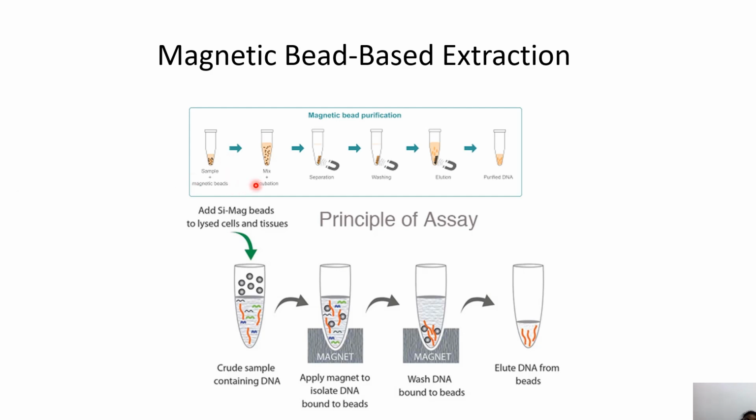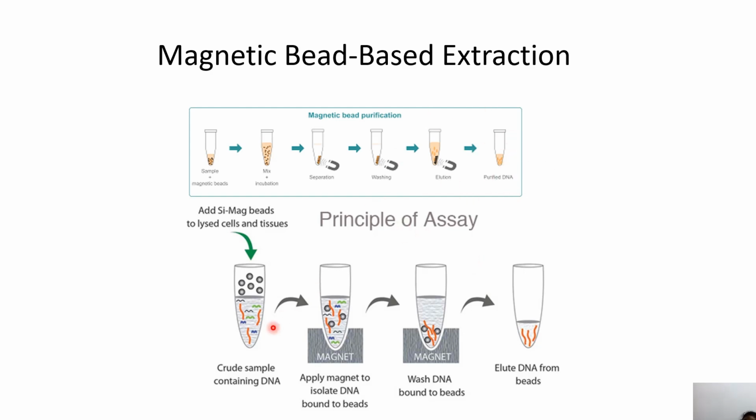This is how the magnetic bead based extraction works. This is a sample plus magnetic beads. You mix and incubate, and then you separate. You use a magnetic rack to pull the magnet down, and along with it, the DNA will also get pulled down. And then you use various different salt concentration buffers to elute the purified DNA.